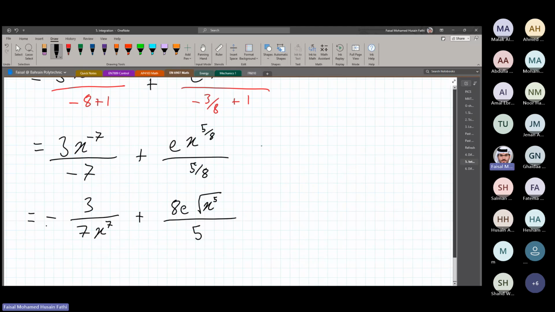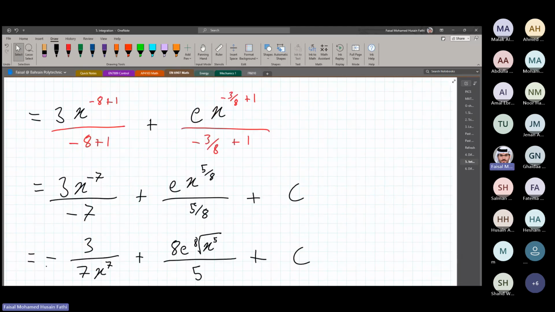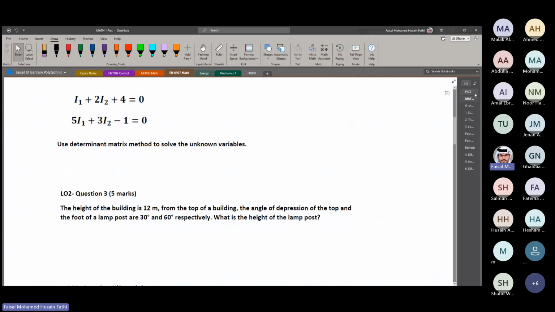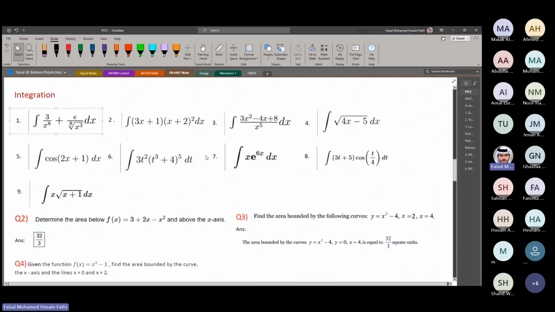We just are missing the plus C. Remember the plus C. Very important to remember the plus C. Makes sense? Any questions about this? Before we move on into a bit more fun things like integration by parts, let's solve a few more questions so you guys can grasp the concept. Let's do this one.